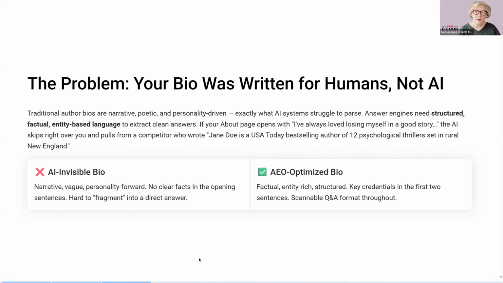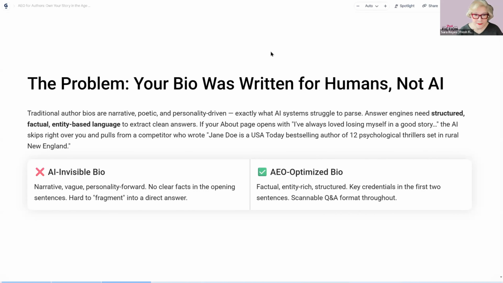Okay, so here's the problem. Your bio on your about page was written for humans, not for an engine. The traditional bio is your personality. Sometimes it's in first person. Oh, for heaven's sakes, don't be in first person anymore on that page, because an engine is going to go right past it because it doesn't know who I is. If you don't remember anything else from this talk, rewrite your bio so it is not in first person.